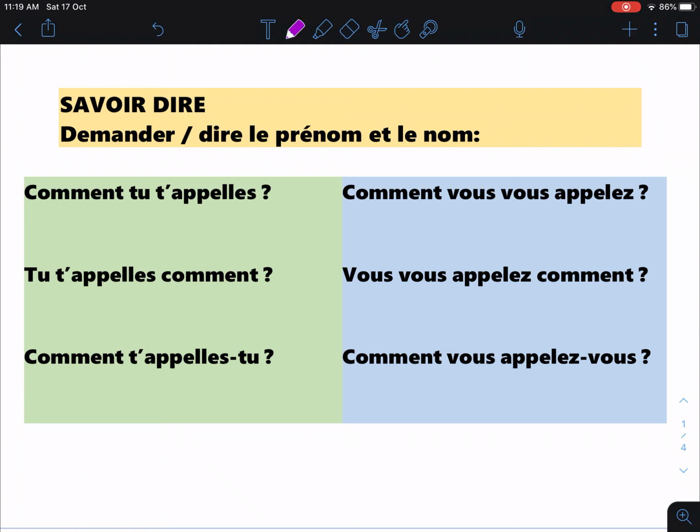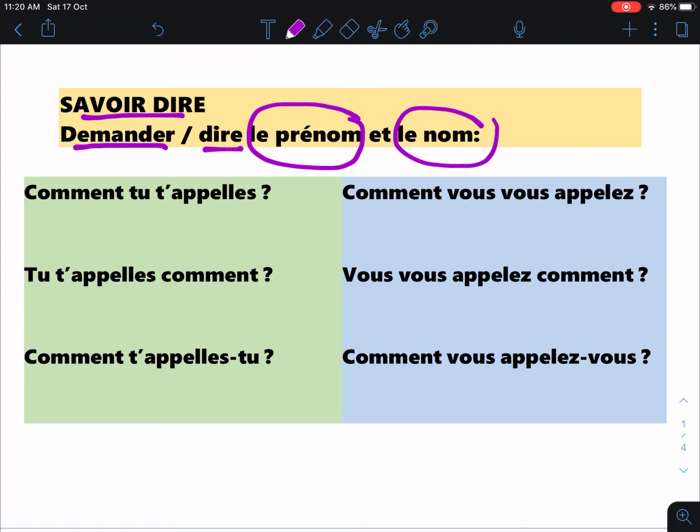Now you have here savoir dire. Savoir dire means to know how to say. Next you have demander. Demander is to ask. And dire is to tell. Now you have here le prénom. Le prénom is the first name. And le nom is the family name.